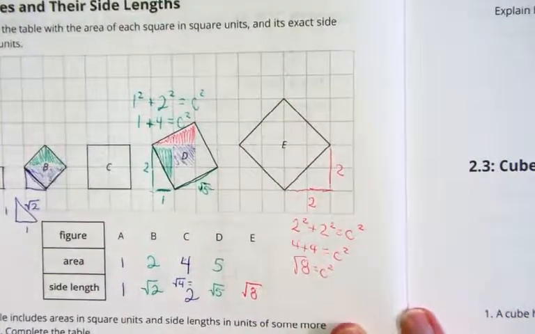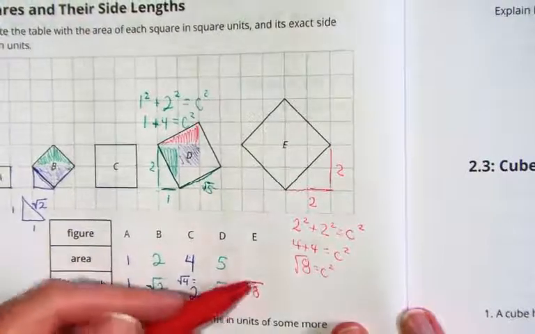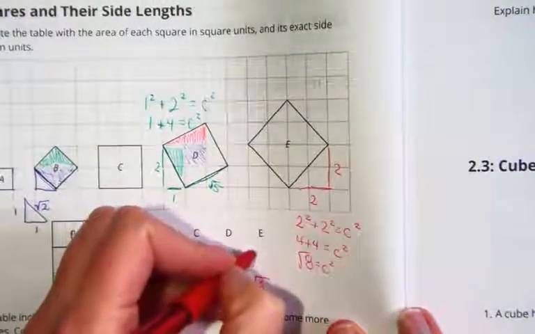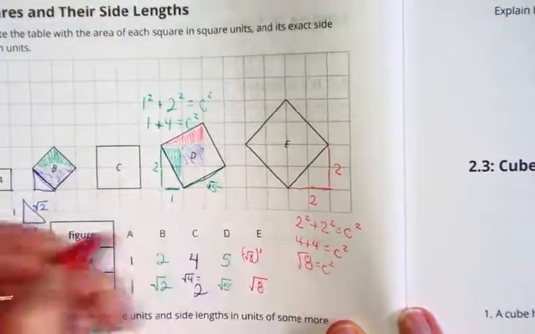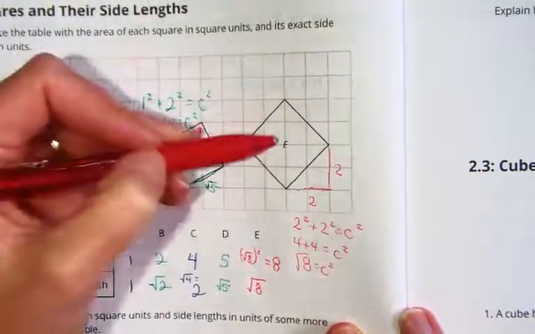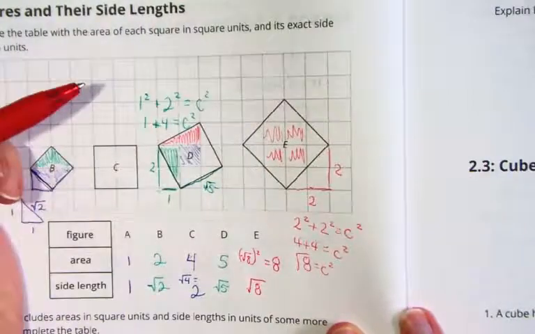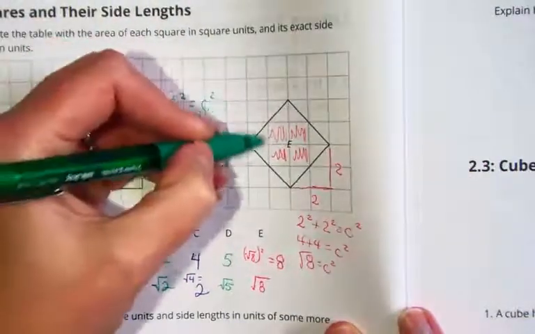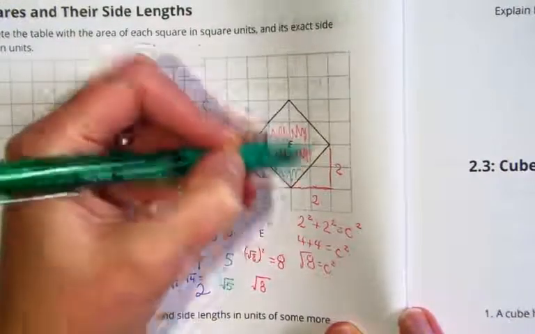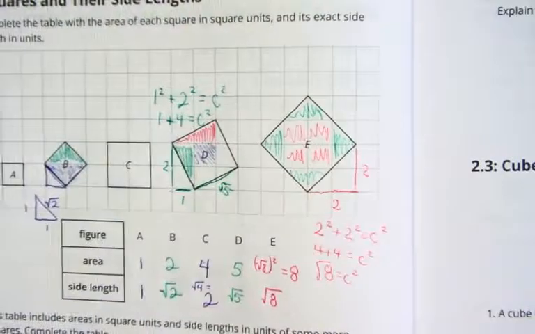There's each of our side lengths. And our area then would be square root of 8 times square root of 8, or square root of 8 squared, which equals 8 squares. So here's 1, 2, 3, 4, 5, 6, 7, 8 squares.